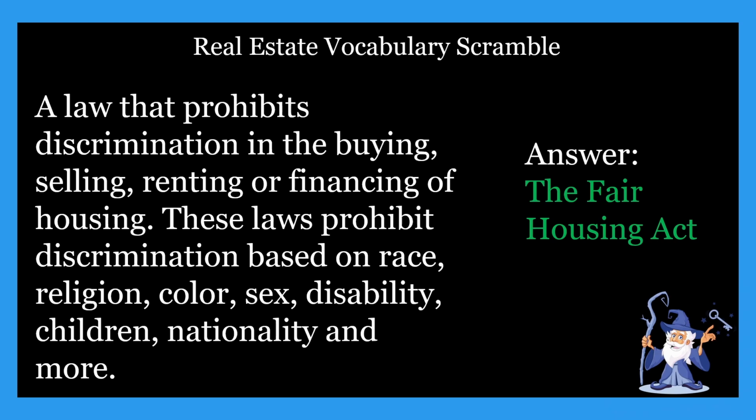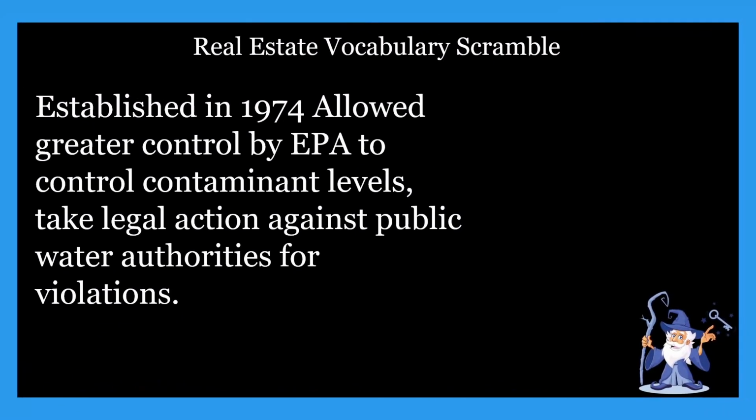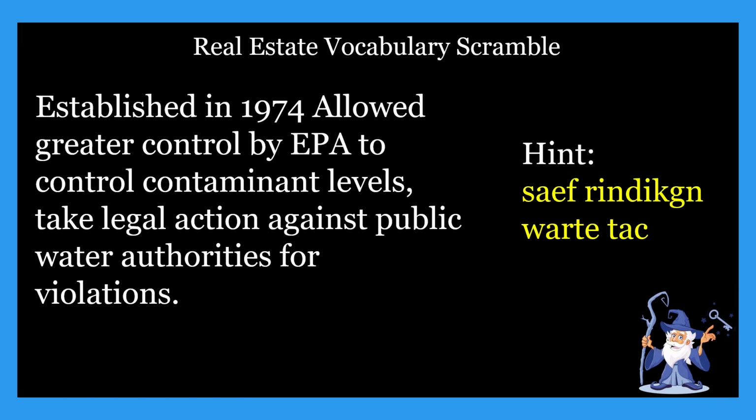So yeah, fair housing is really, really important. All right, next one. Established in 1974, allowed greater control by EPA to control contaminant levels, take legal action against public water authorities for violations. All right, think that one over. Here's your scramble.